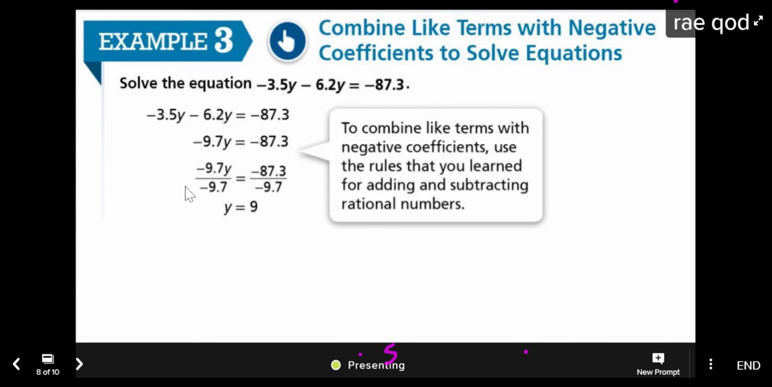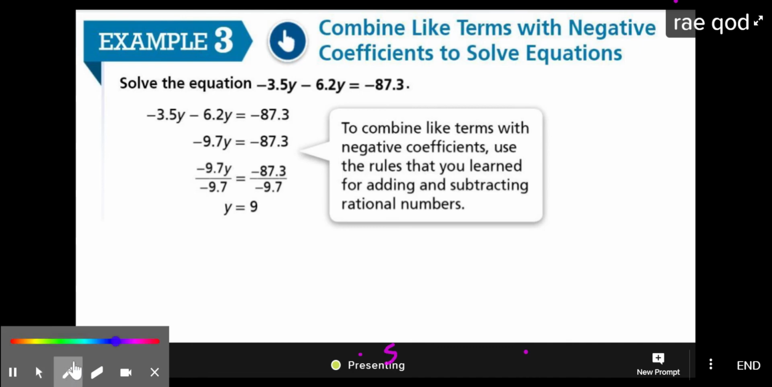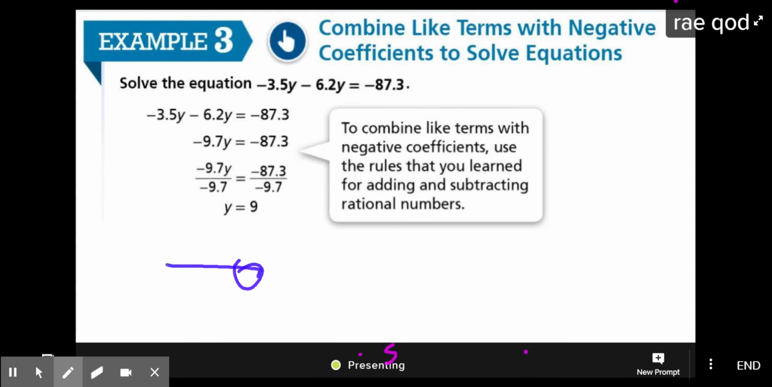If I had a number line, I don't know how your 7th grade teacher taught it last year, but this is how I teach my 7th graders. If I go back 3 5/10, and then I go back another 6 2/10, I end up at -9 7/10. So that's how they get the 9 7/10.